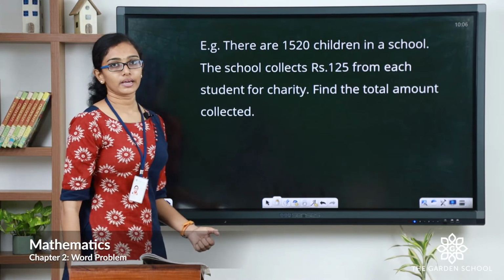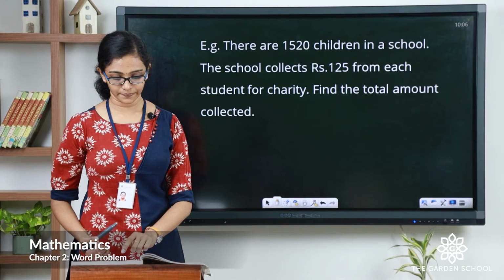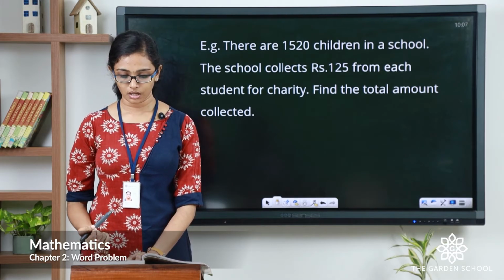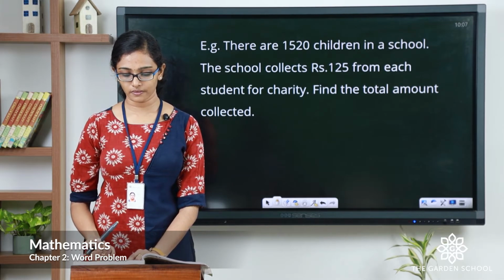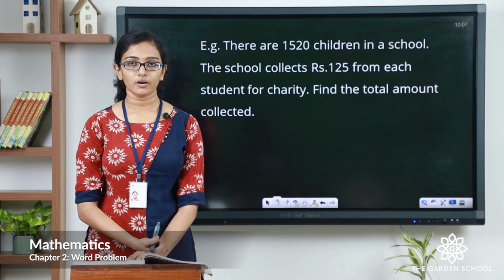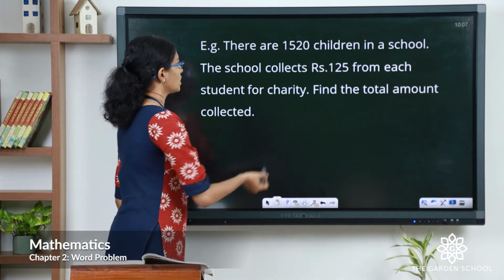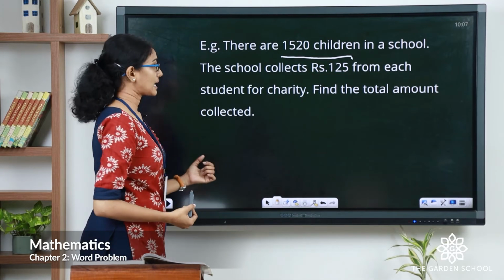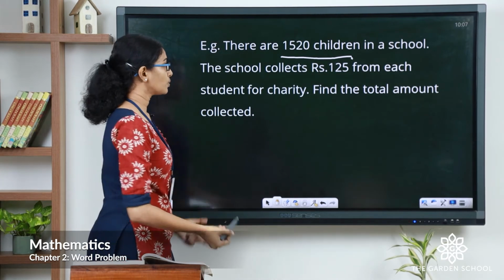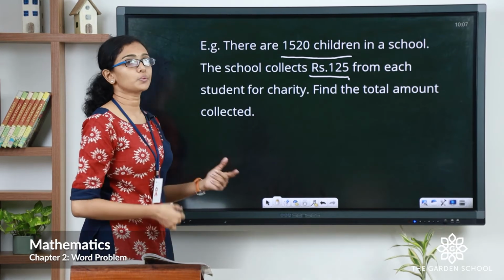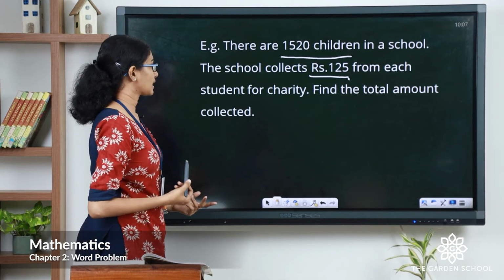Let's see one more example. Look at this question given here. There are 1,520 children in a school. The school collects rupees 125 from each student for charity. Find the total amount collected. So there are 1,520 children in a school, and from each student an amount of rupees 125 was collected. You have to find out what was the total amount collected.